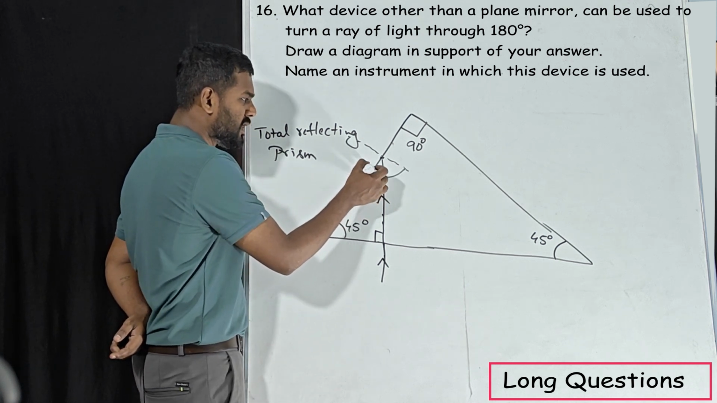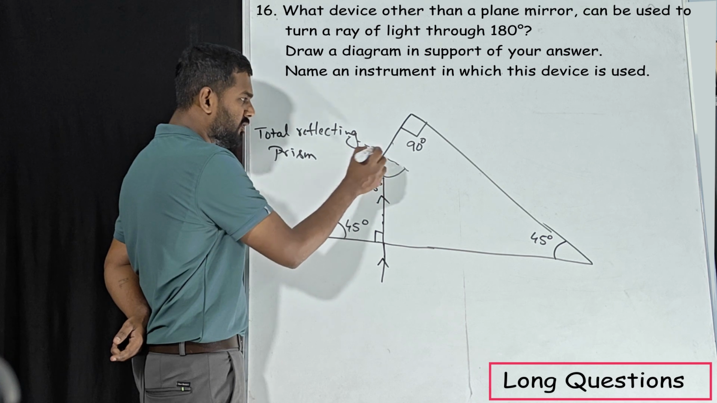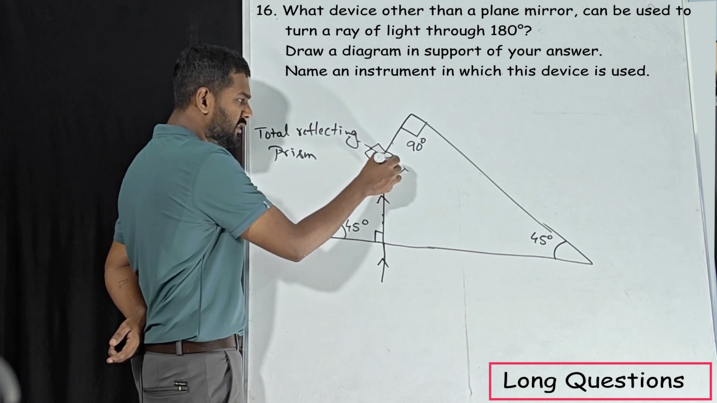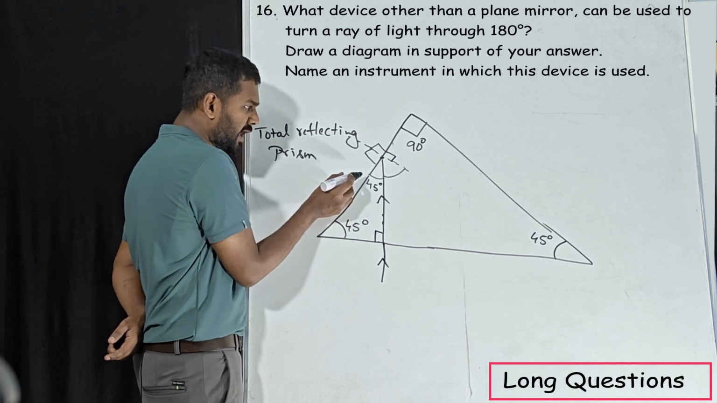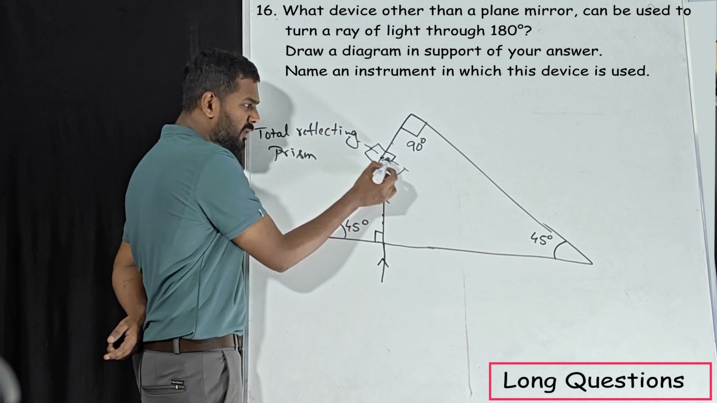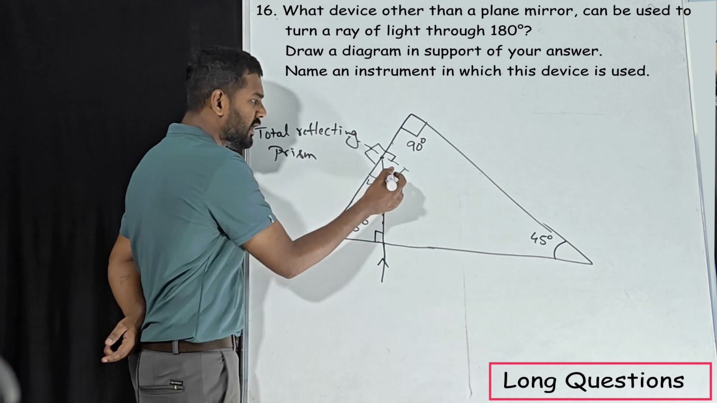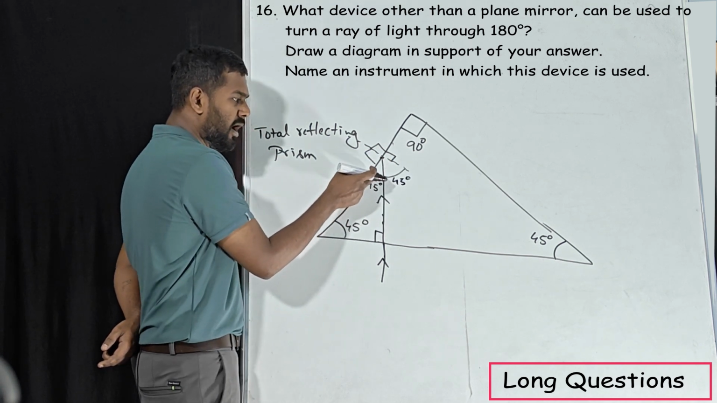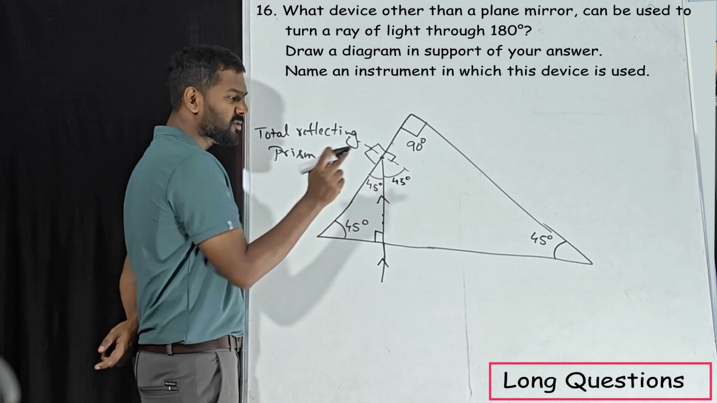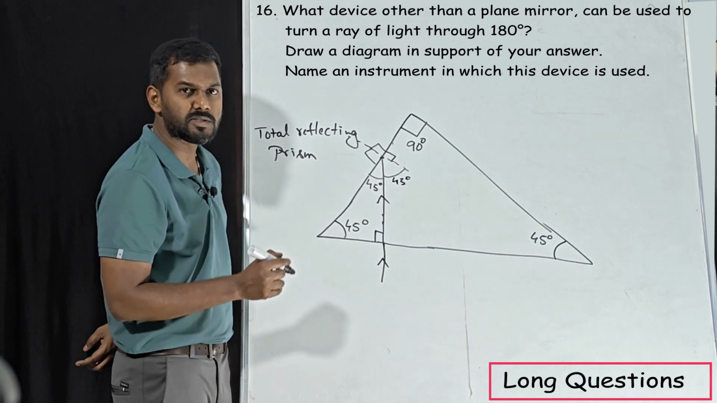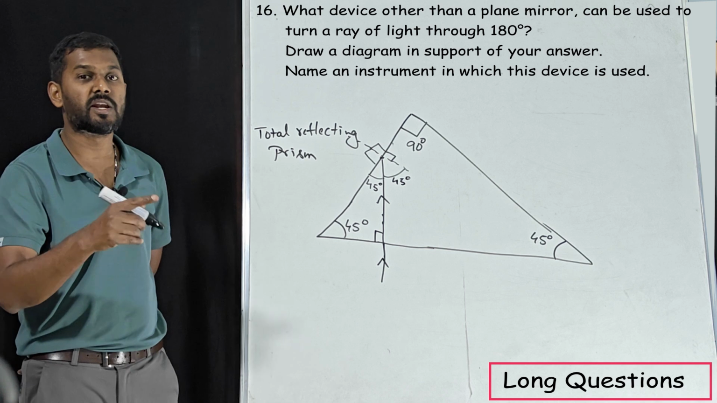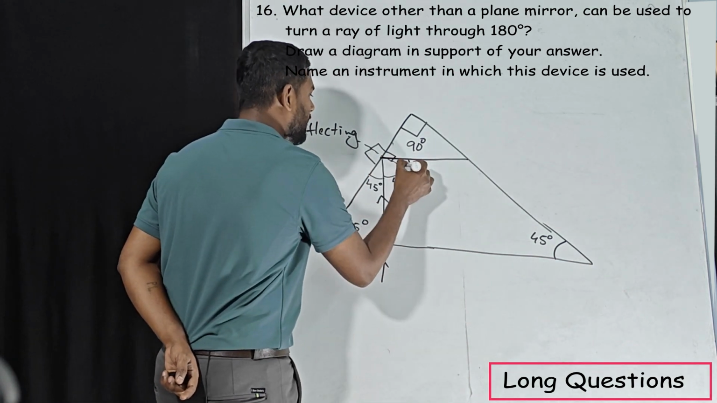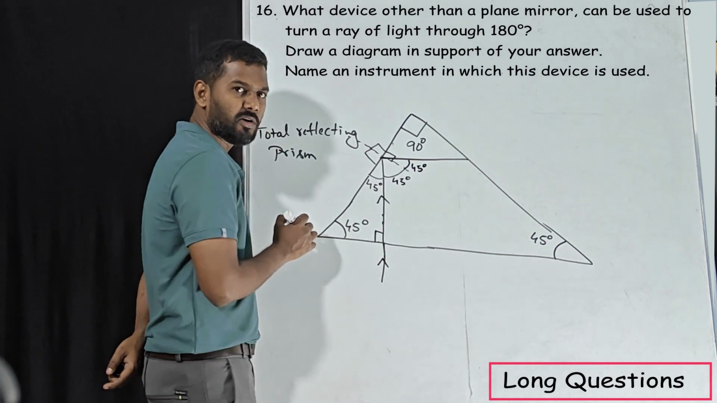Now what do you mean by this? This is 45. Why do we draw the normal? This is 90, this is 90, this is 90, and this will also be 90. The complete angle from this surface to the normal is 90. Some part is 45, so the remaining part will also be 45, because this is completely 90. Now what happens? The angle of incidence is 45, which is greater than the critical angle. So it reflects with the same angle, 45 degree.